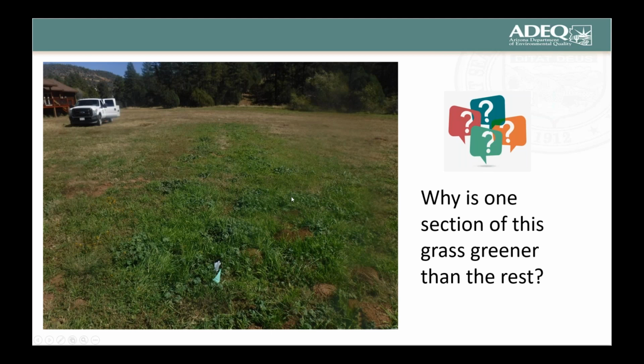Notice this. My question is, why is one section of this grass greener than the rest? So it's nice and green right here, relatively dry. And in fact, it looks like maybe vehicles drive over it. Vehicles could very easily drive over this. I believe this is where the disposal field is located.